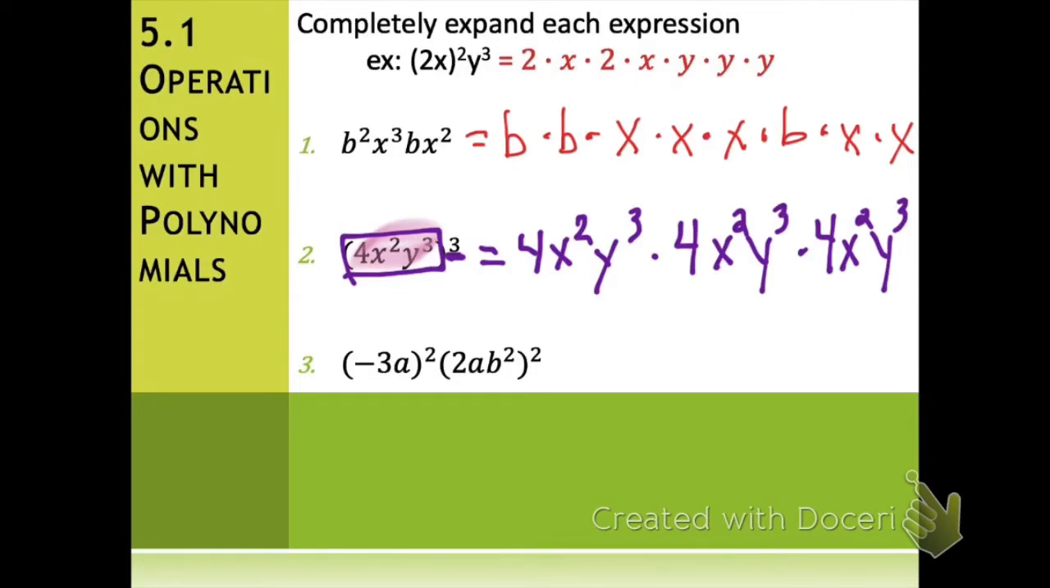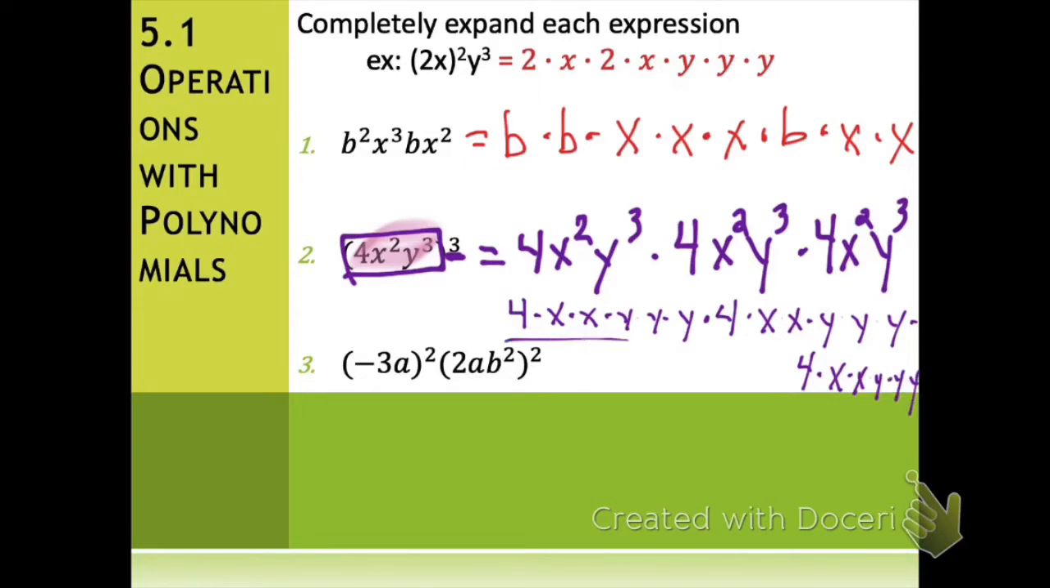Now I'm going to finish expanding that one, and I'm going to write 4 times x times x times y times y times y times another 4 times x times x times y times y times y, and I ran out of room, times another 4 times x times x times y times y times y. Yay! Completely expanded, so this would be my answer.